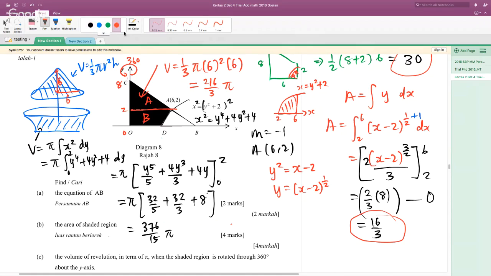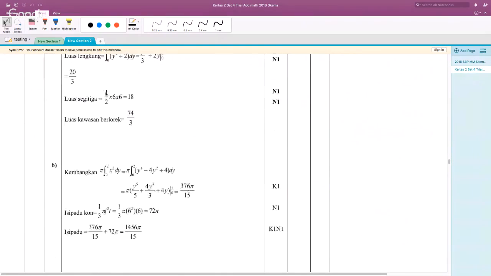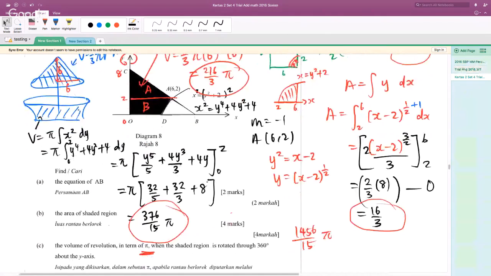So you got both of these, so I will join them together. I will say plus 216 over 3. So the final answer should be 1456 over 15 pi, because the question asks you to leave it in terms of pi. So let's check the answer for this one. Yeah, it's 1456 pi over 15. Okay, then it's good. Then let's move on to the next one.